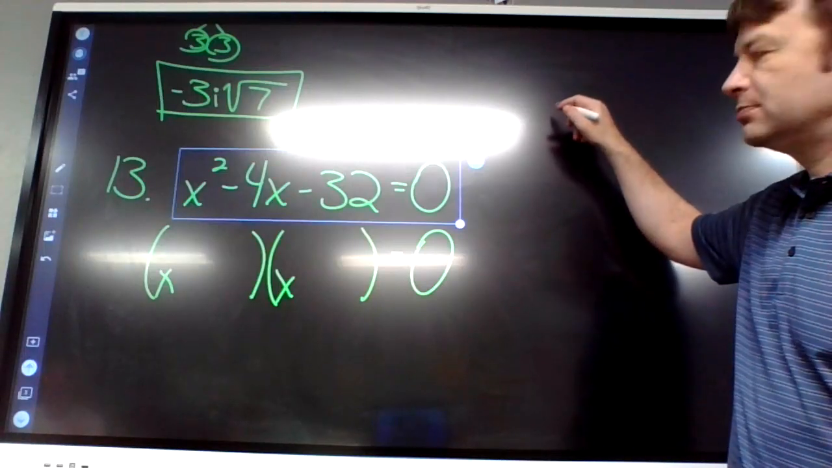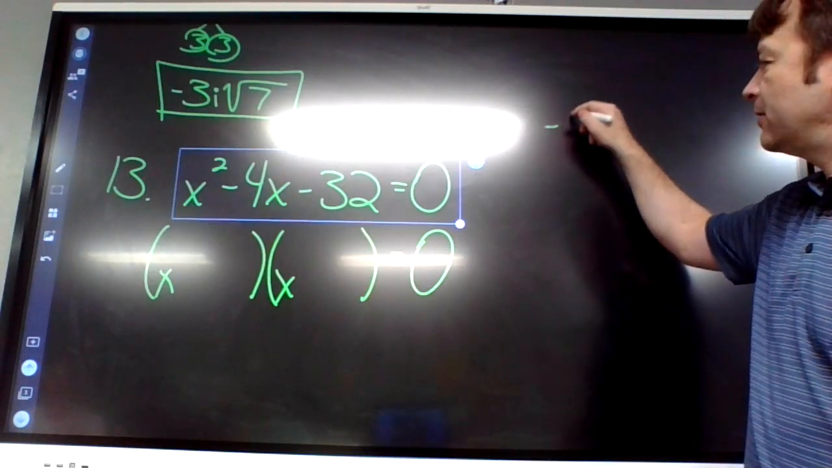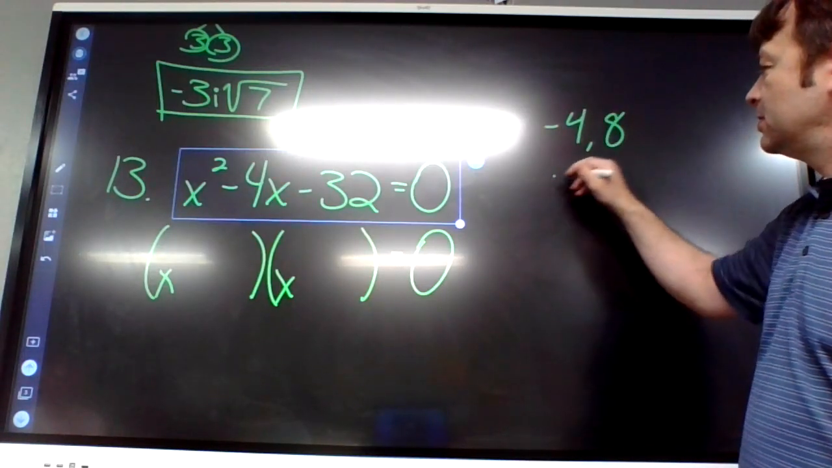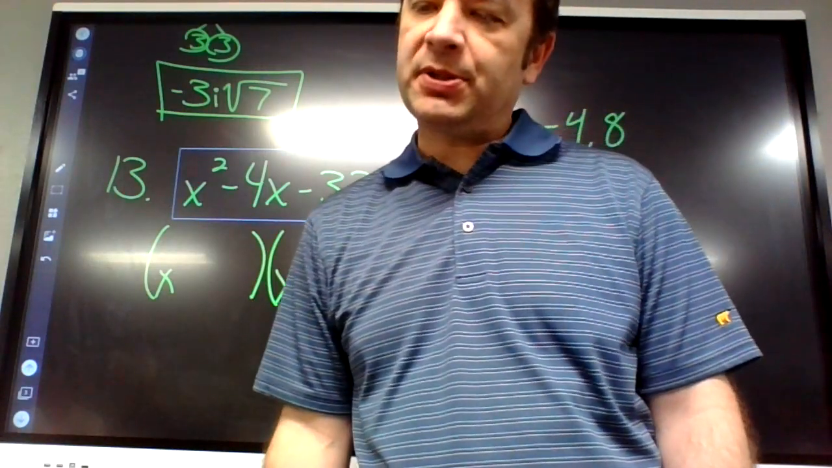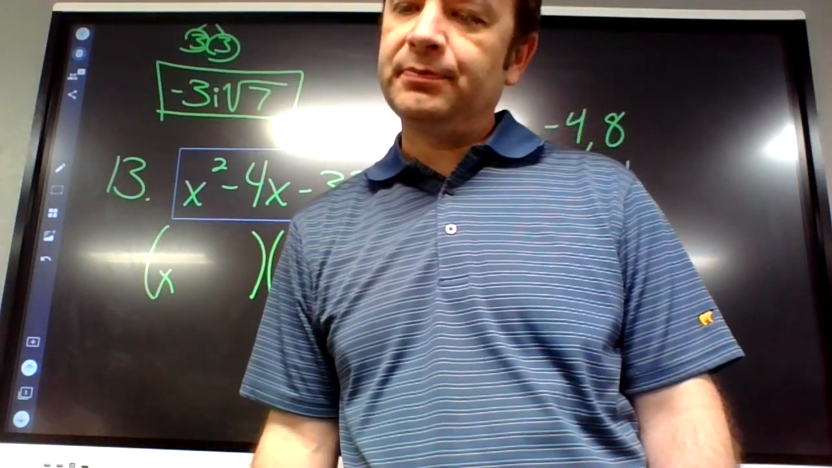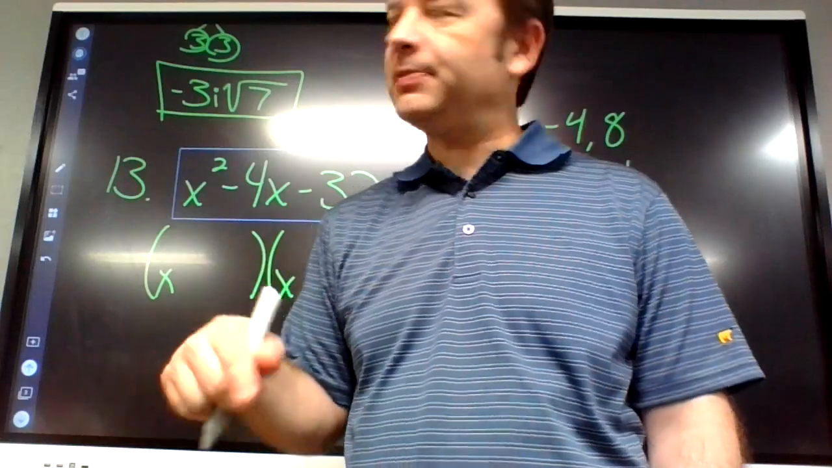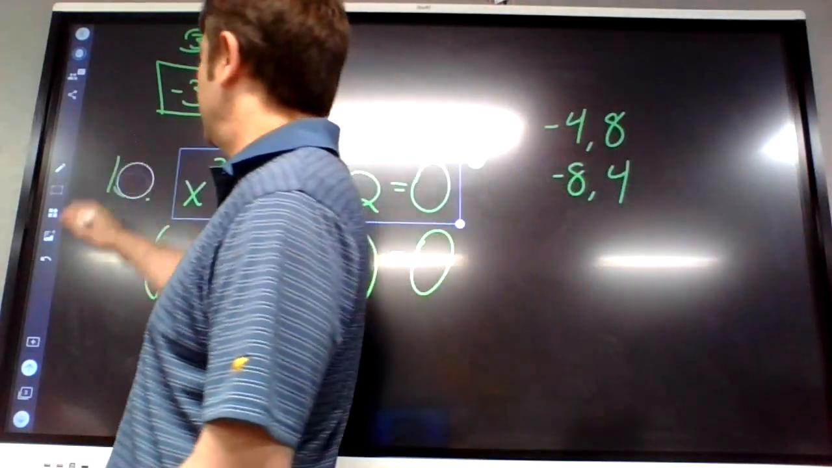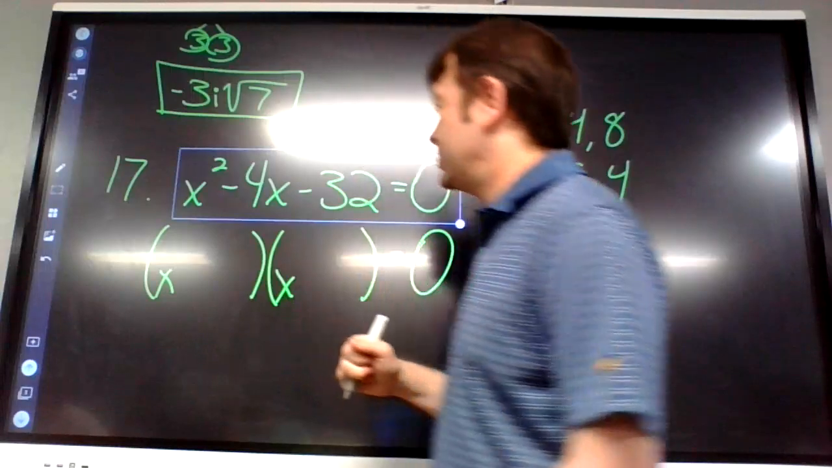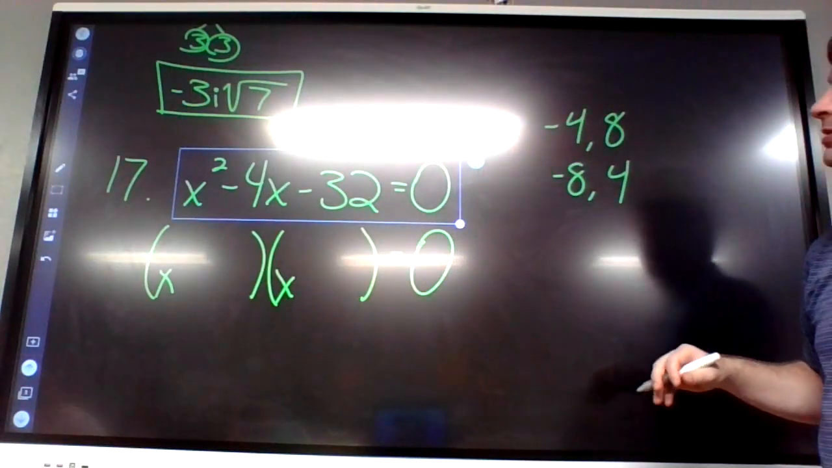7 and 4. Negative 4 and 8. Hey, I think this is the wrong question. Oh, this is 13. Are we not... This is 13? 17. Or, yeah, this is 17. Dang. Let's go ahead and finish it because I don't know why I jumped so far, but whatever. Because I'm almost done here.